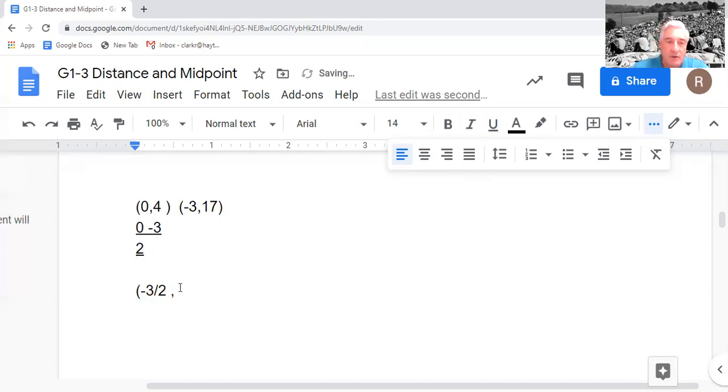Now let's get the y coordinates. It's going to be 4 plus 17. And we're going to divide that by 2.